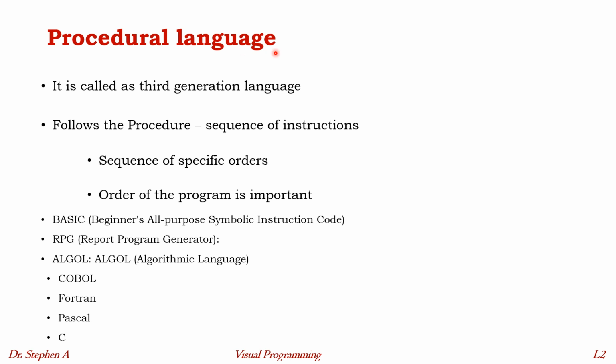Procedural language is called a third generation language because it was used in third generation computers. It follows a procedure and a sequence of instructions. The specific order of the sequence is very important here, that is, the order of the program. Examples of procedural languages are BASIC, RPG, Algol, Cobol, Fortran, Pascal, and C.